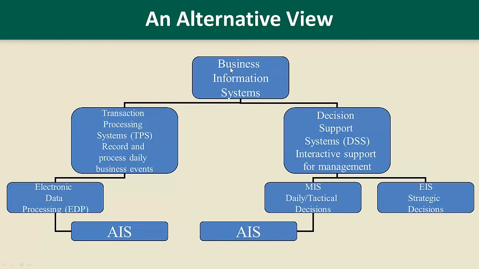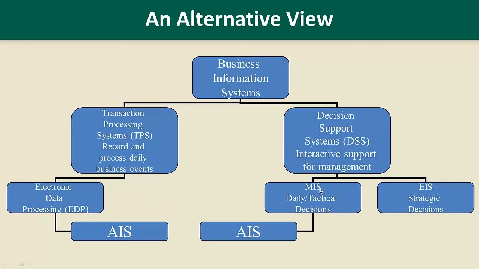At the top we see business information systems. The overall is divided into transaction processing systems, TPS, decision support systems, DSS are the abbreviations commonly heard. Notice the TPS, the transaction processing system, records and processes daily business events. DSS, decision support system, supports management, as talked about, basically running operations. An older abbreviation you sometimes hear for TPS is EDP, electronic data processing.